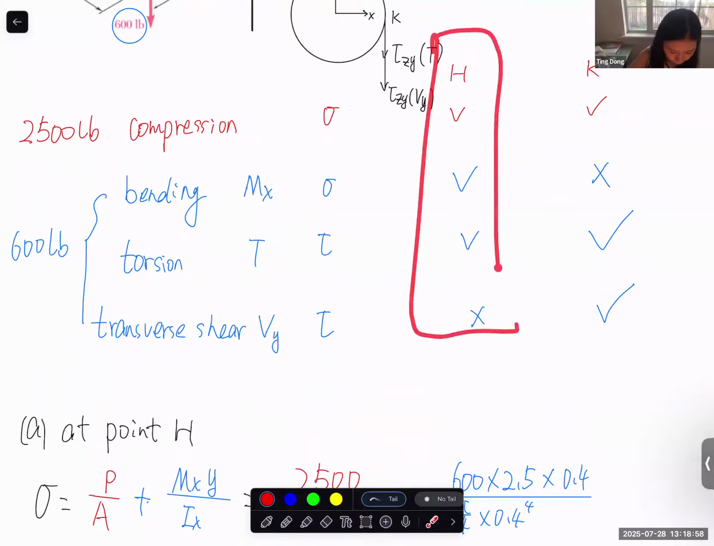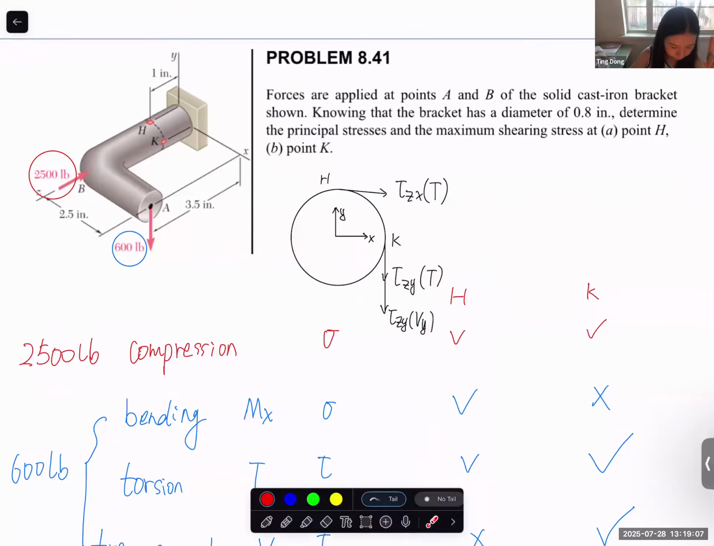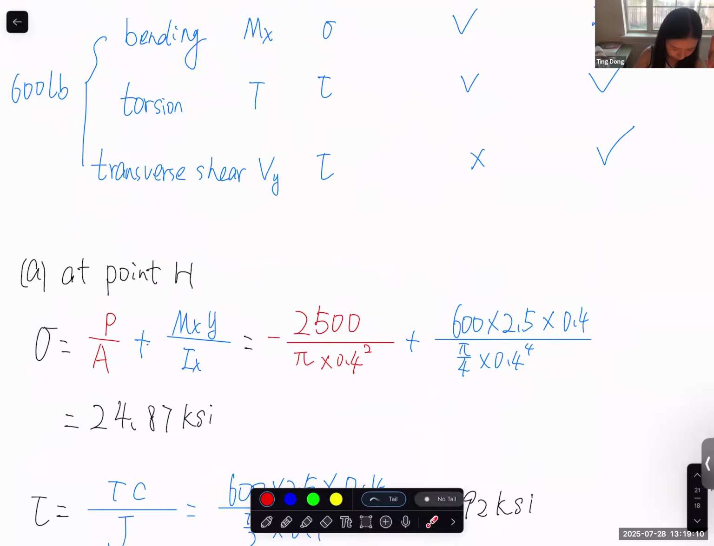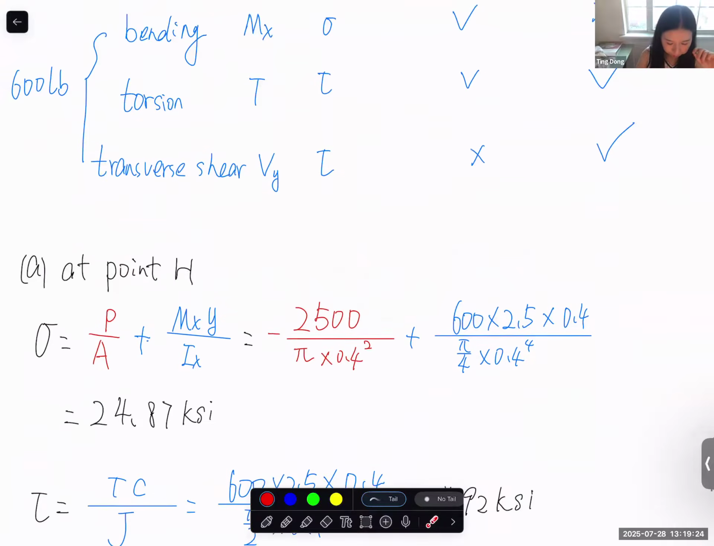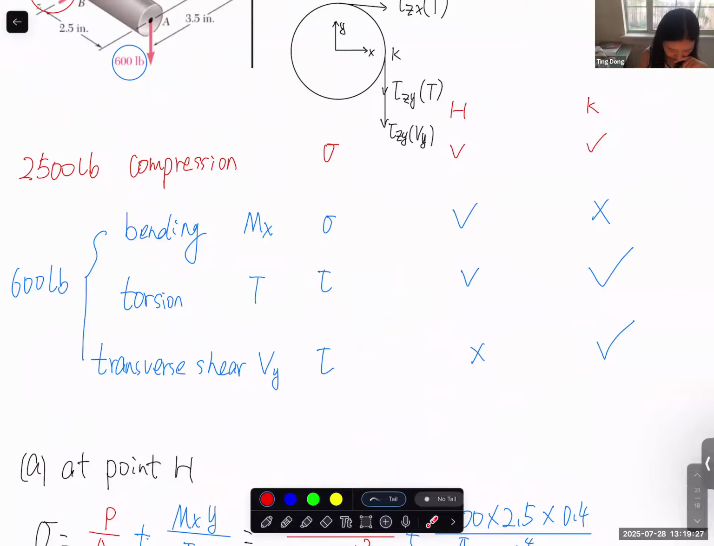For the H point, we have normal stress from two sources. One is compression, which is a negative value. One is bending, which should be a positive value. Negative. Positive. All right. For shear stress, we have this one. Remember TC over J?